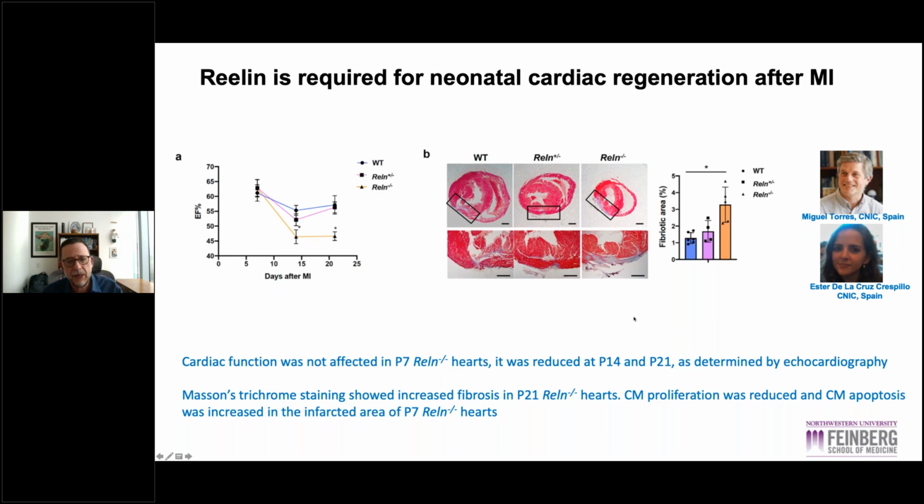And basically what we were able to demonstrate, in these renin null pups, is that cardiac function is not very good after MI. Also, proliferation was reduced, apoptosis was increased, and the fibrotic area was also much more increased in these animals. That's what explains the reduced cardiac function in these mice.